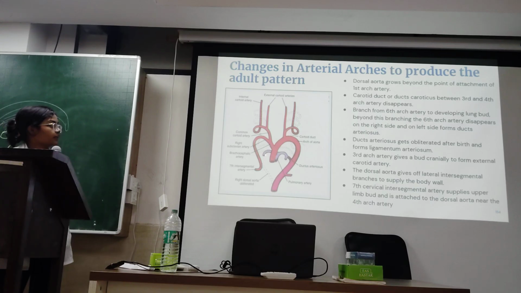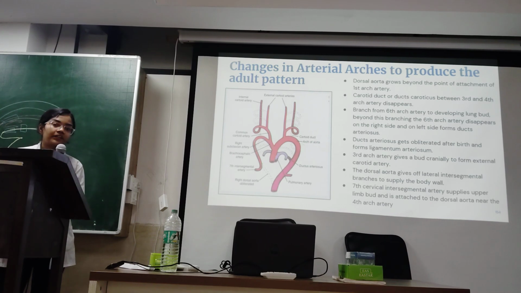So on the right side, the portion of the sixth arch artery present between the bud and the attachment to the fourth arch artery disappears, whereas on the left side it persists and is also known as ductus arteriosus. The ductus arteriosus after birth gets obliterated and forms ligamentum arteriosum. The dorsal aorta also gives lateral intersegmental branches to supply the body wall.